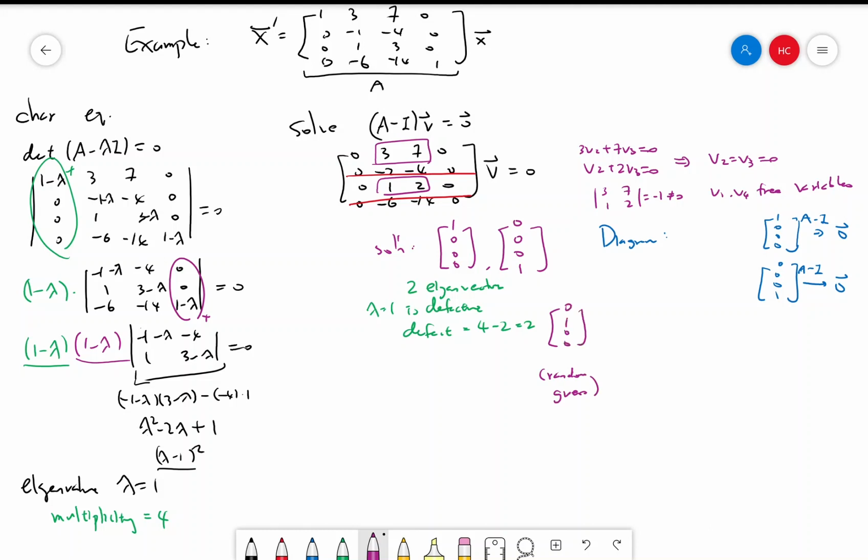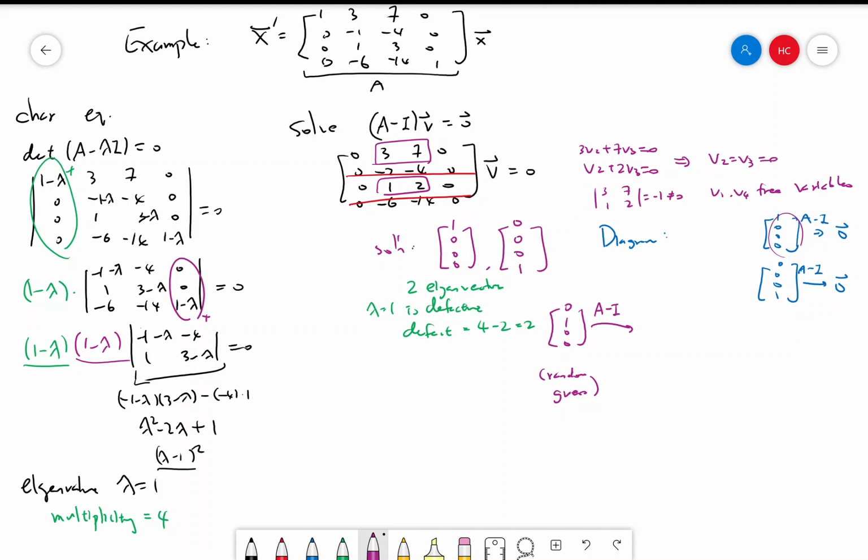We didn't guess 1, 0, 0, 0 because it already appears here. We don't want to guess the same thing. So 0, 1, 0, 0 is the second easiest thing to guess. So if we start with 0, 1, 0, 0, then we try to multiply this by a minus I.